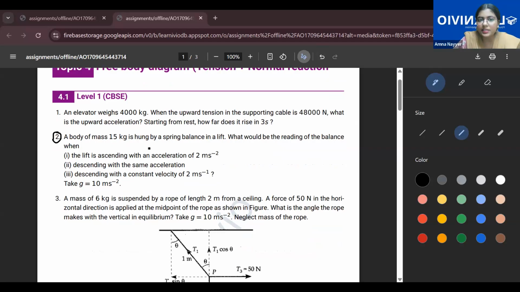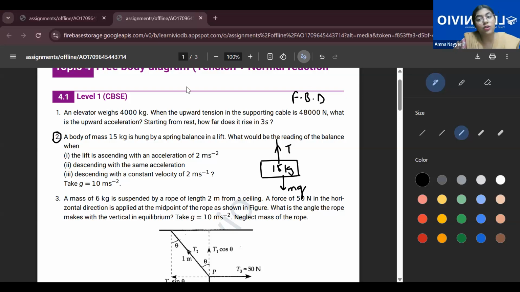See, yes, I think I shared it out here. A body of mass 15 kg is hung by a spring balance in a lift. When you have a spring balance, the upward force acting, we consider as the tension. You can take any force, you can write tension also, that will be correct. And downwards is mg.